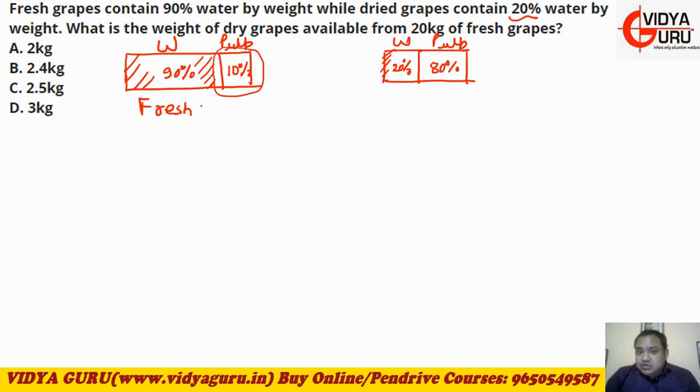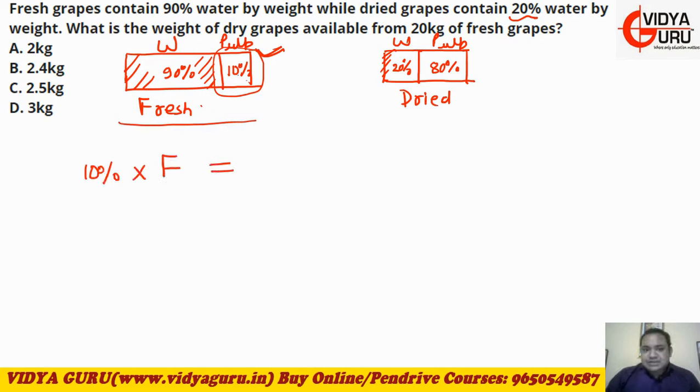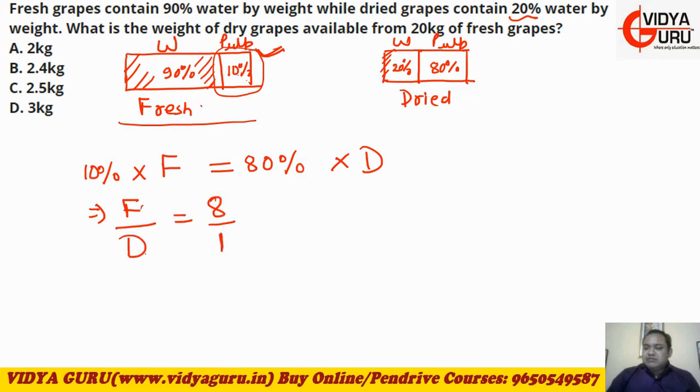Now what is common between the fresh grape and the dried grape? The quantity of pulp has not changed. So this is the dried grape. The quantity of pulp has not changed. So I can say 10% of fresh grapes, F for fresh, must be equal to 80% of dried grapes, because the quantity of pulp has not changed. So I can write this equation, and from here you can get a ratio. F by D will be equal to 80% by 10%, so that is equal to 8 by 1.